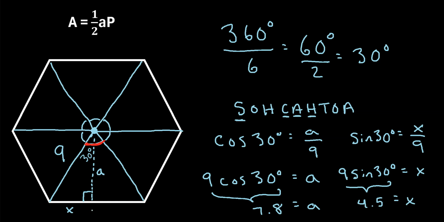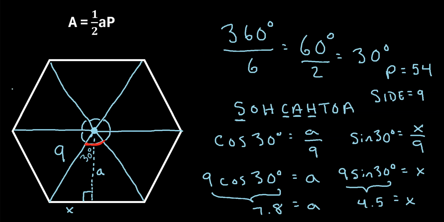But we want double that since we want the full side length of this hexagon. So 4.5 doubled would be 9. So we'll say the side is 9. But remember, we have 6 total sides of this hexagon. So the perimeter all the way around would be 9 times 6, which is 54. So we'll say P, the perimeter, is 54. So now we have both P and A, so we can figure out what the area is.